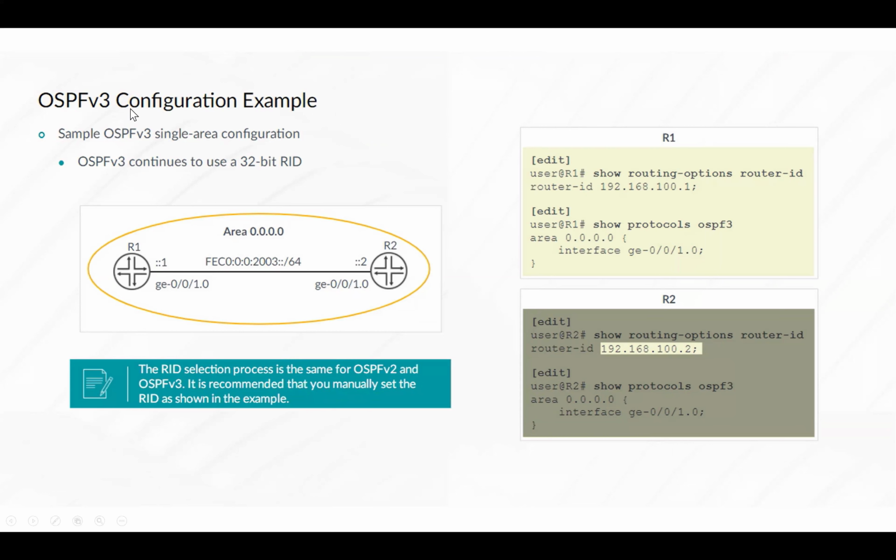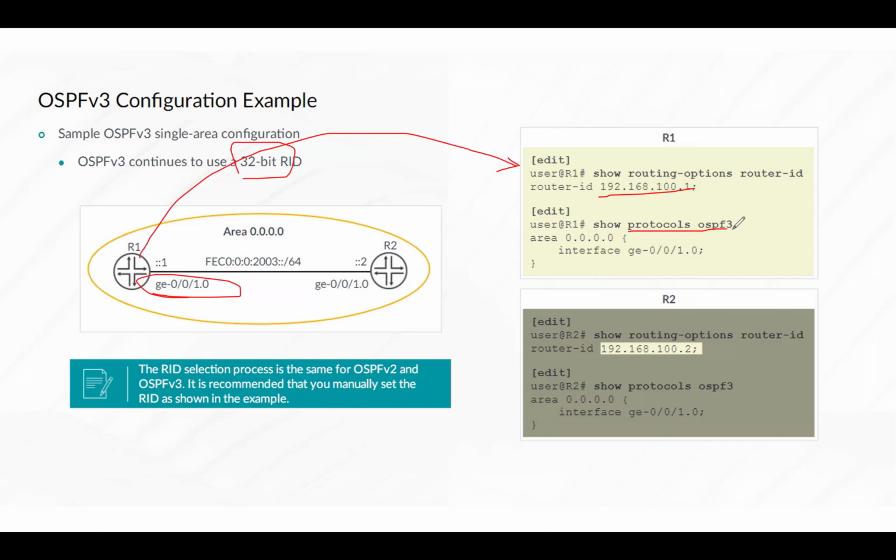Another routing protocol configuration example here is OSPF version 3, that is for IPv6. See here, two routers are connected with each other. First, look at the configuration of router 1. First, set the router ID. The router ID will be an IPv4 address, that is 32-bit. And add the interface which is connected with the other router.